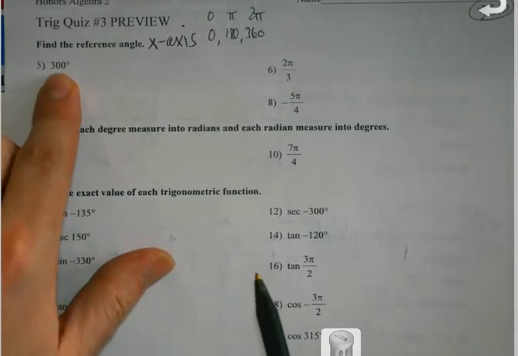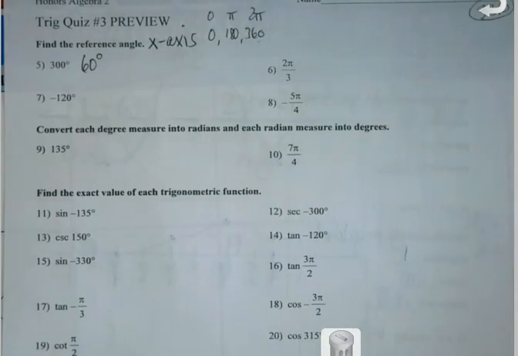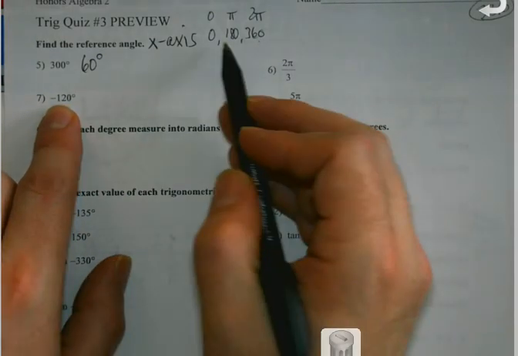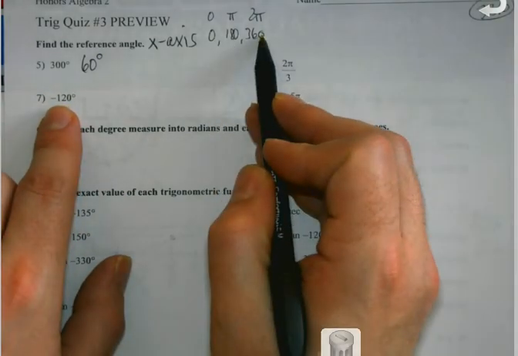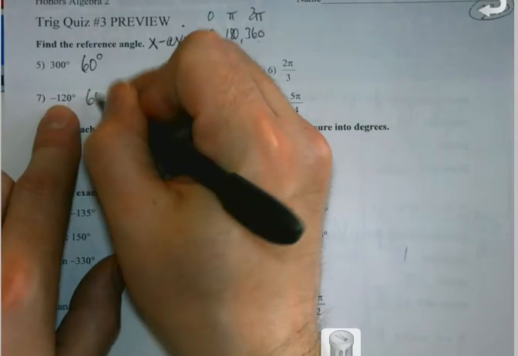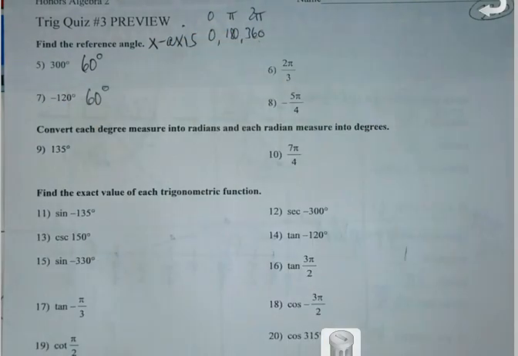300, closest to x-axis, 360. 60 away, that's all I need. -120, that also goes for these as negatives. What's the closest to 120? 180 is. They're 60 away. Even though it's a negative angle, doesn't mean the reference angle's negative.